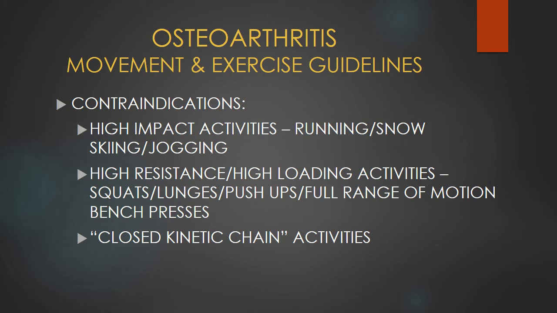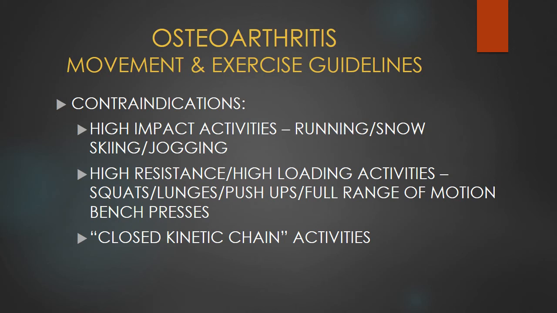So therefore, high impact activities and high loading activities are going to be contraindicated. For example, some high impact activities, if we're considering the knee joint or the hip joint, would involve running, would involve jogging, would involve snow skiing, would involve anything involving jumping, landing activities. Anything that's going to cause repetitive and high impact is not going to be good for the joint, and it's going to contribute to further damage to the articular cartilage and to the bone itself.